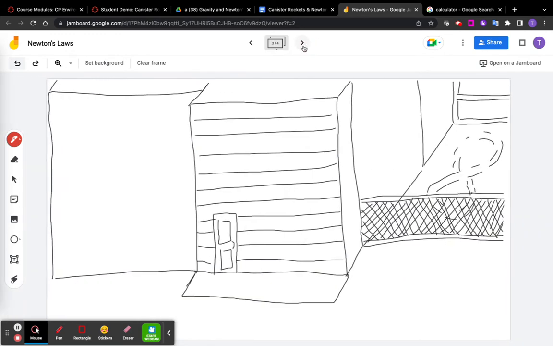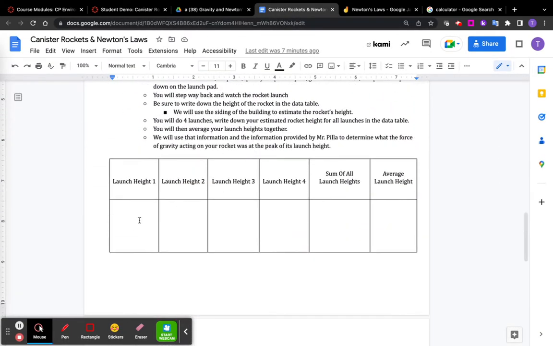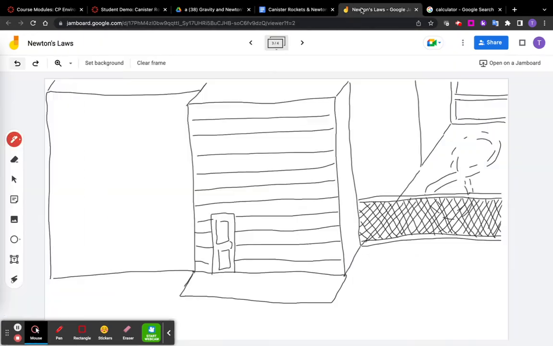So the first thing that you're going to need is your data here. You should have done at least 3, if not 4 launches, but how did we understand, or how did we get what the launch height was? So for this one, we're going to estimate a little bit. You launched your rocket from this little platform outside of the back door of our school, and it went straight up.